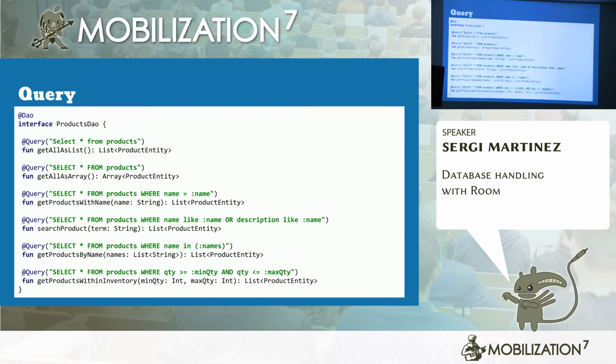Queries. We have thousands of things with queries that we can do. For example, first one, it's a simple, a normal query. The second one, it's the same, but it can return an array instead of a list. It's up to you. The third one, it's using a parameter. We have a function called getProductsWithName that receives a parameter called name. And in the query, I can specify parameters just putting a colon in front of the name of the parameter.